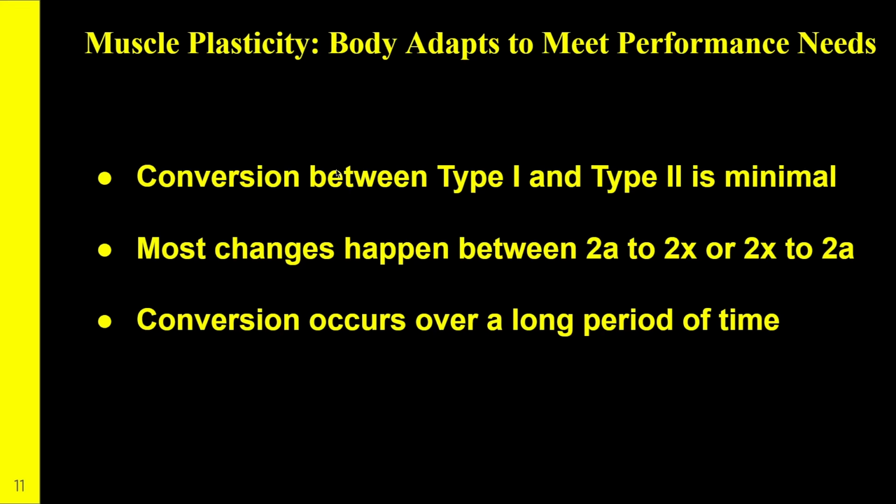Muscle plasticity. Our body adapts to meet performance needs, and that is pretty simple to understand. When we talk specifically about muscle fiber type, the conversion between type 1 and type 2 is actually minimal. Although it does happen when we train extremely, it just doesn't lean to one side that much. Most of the changes actually happen inside type 2, between type 2A to type 2X or 2X to 2A. We need to notice that this type of conversion occurs over a long period of time. It doesn't just happen overnight or over a week. It often means months of training in that specific direction for it to change.